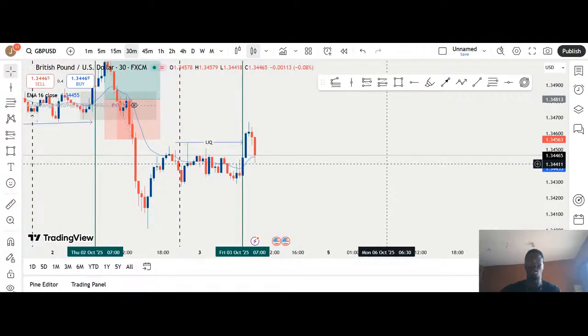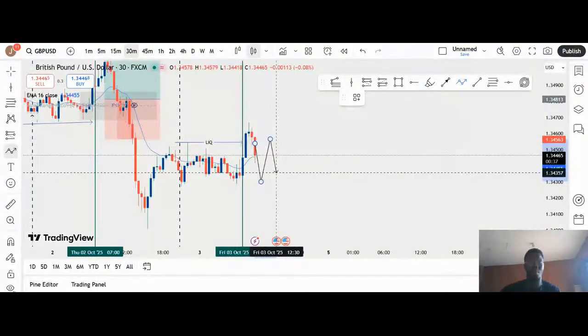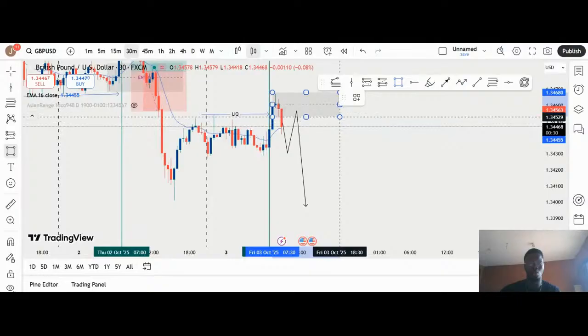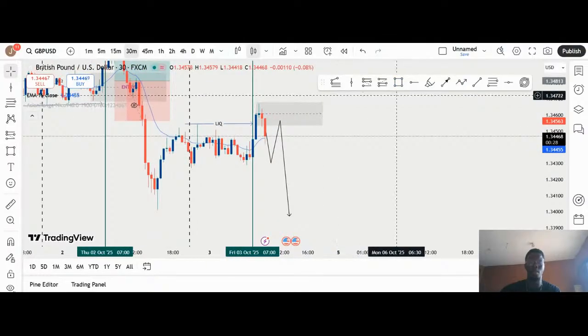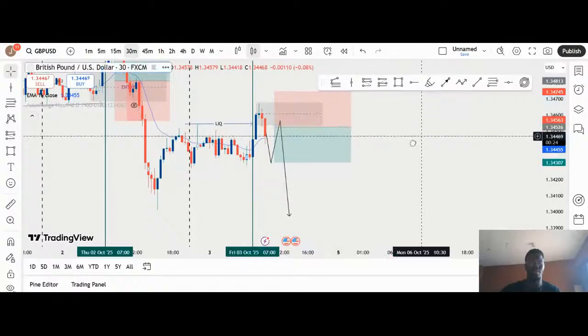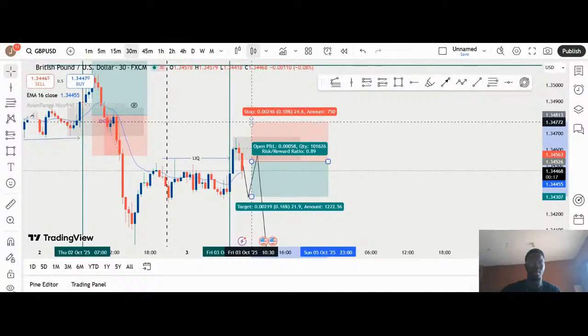All right. So this is what we are looking for: a close below the moving average, and then a tap into a fair value gap, and then we drop. Something like this is what we should be looking for on GBPUSD. So we enter from this point, stop loss above the liquidity sweep, as I told you. Okay.